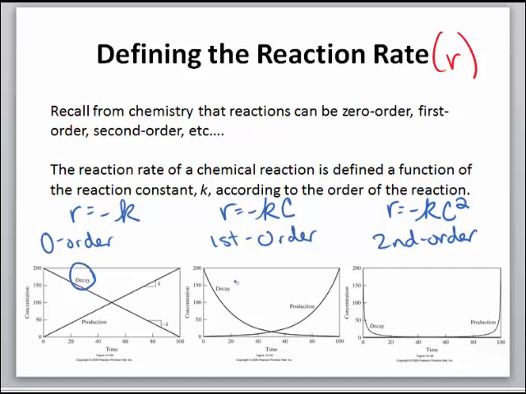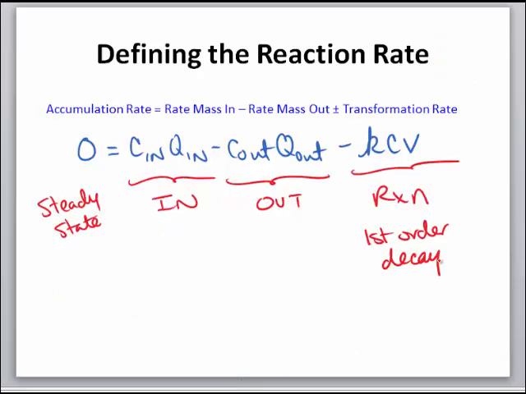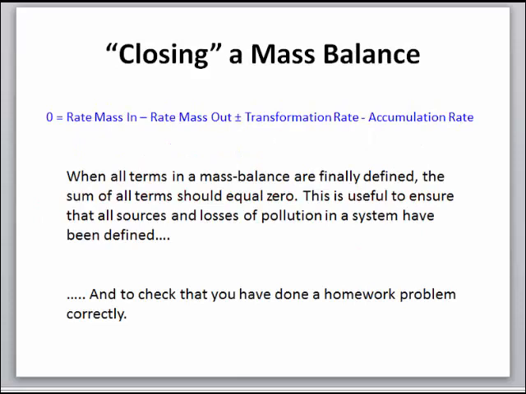So if we go back to the expression of the mass balance, we can substitute the explicit rate term into the mathematical form, for a first order reaction at steady state. Now you should note that once you solve a mass balance and all terms are defined, the mass balance should close, which means that the rate of the mass in minus the rate of the mass out plus or minus the transformation rate minus the accumulation rate should equal 0.